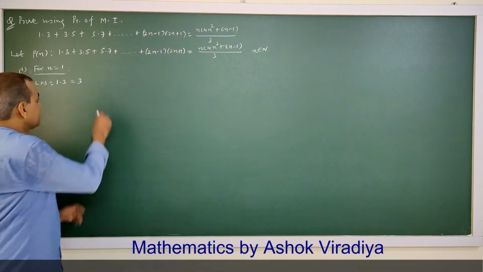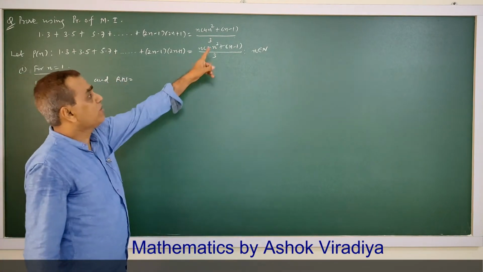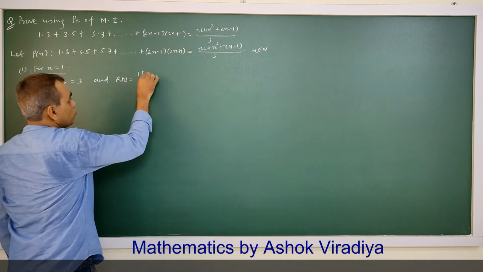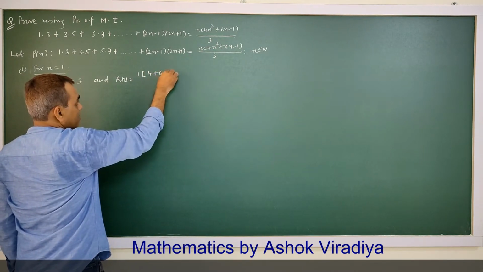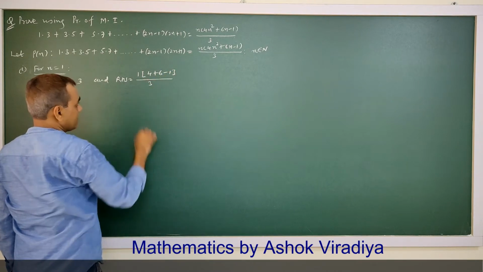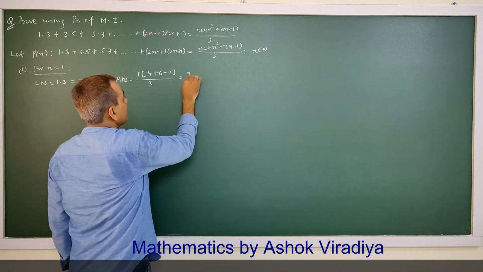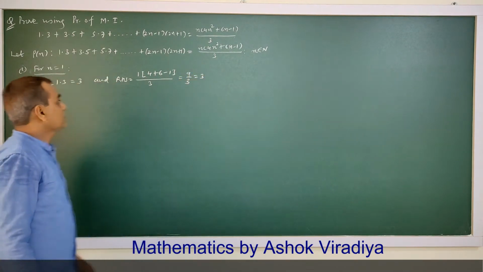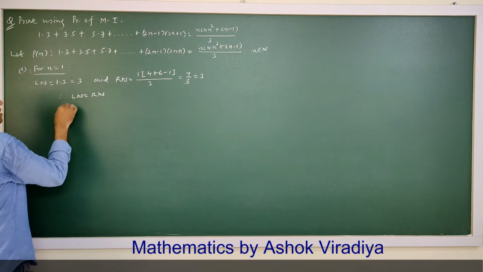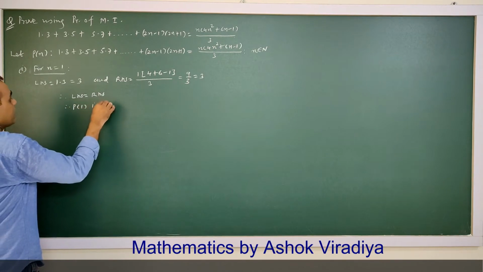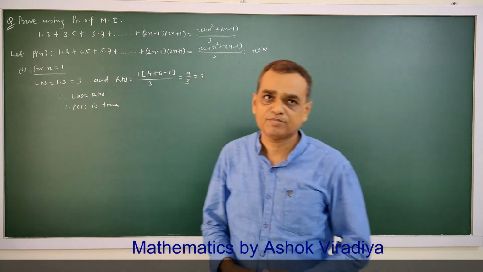And RHS, putting here n equal to 1: 1 into (4 into 1 square is 4, plus 6 into 1 is 6, minus 1) upon 3. So this is 9 by 3, that is 3. So LHS is equal to RHS. So this is true for n equal to 1. The statement is true for n equal to 1.